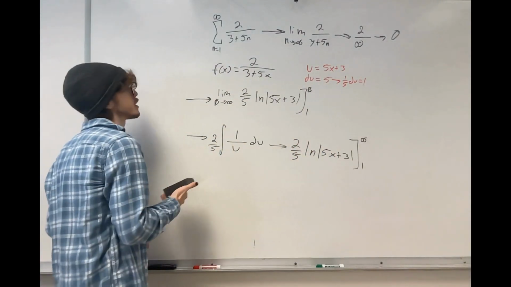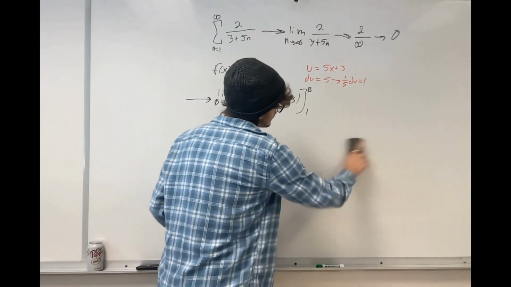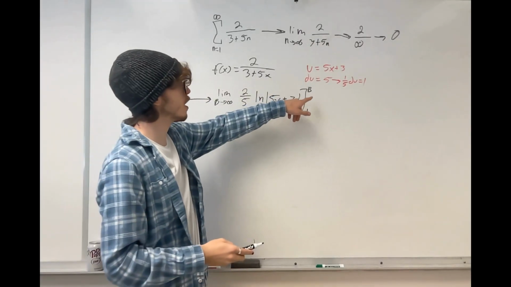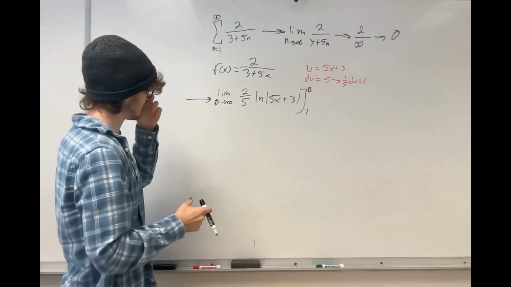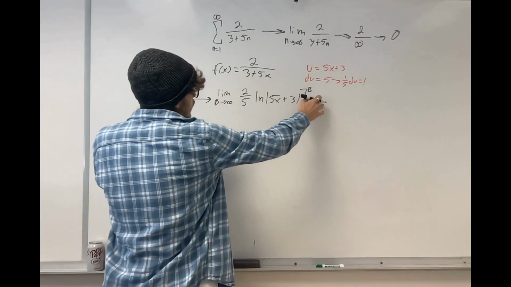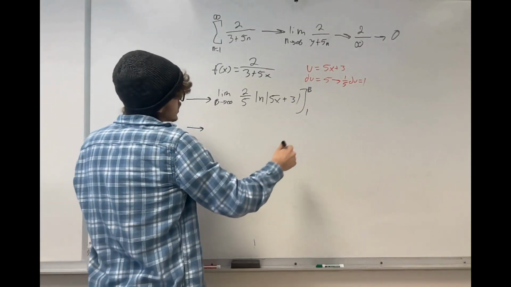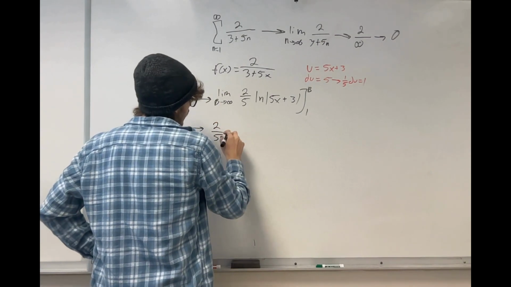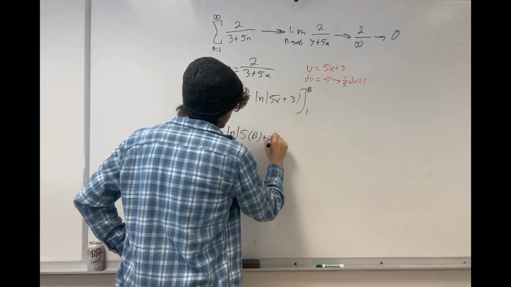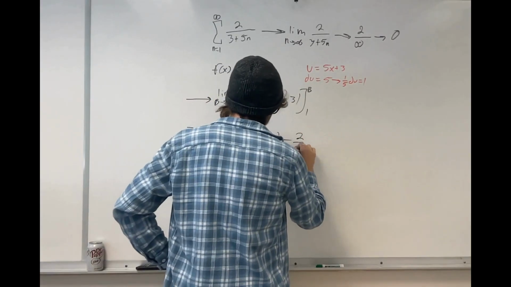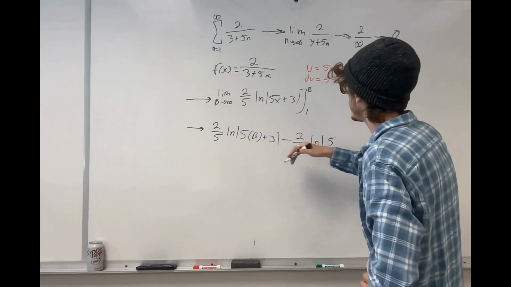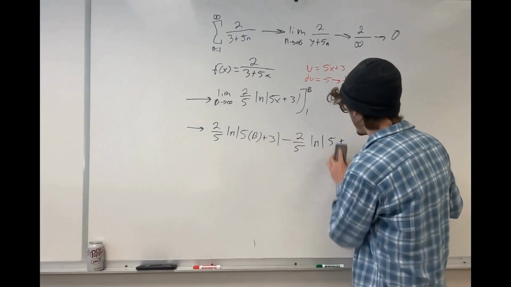Okay, I'll go ahead and erase this work to make some room. But you should notice that now we have the limit as b approaches infinity, but we don't have our upper bound being infinity, it's just b. All right, so now we're allowed to say, let's do the upper limit evaluation minus the lower limit evaluation. So this is going to be 2 over 5 ln of 5b plus 3, subtracted by 2 over 5 ln of 5 times 1 plus 3, so this is ln of 8.